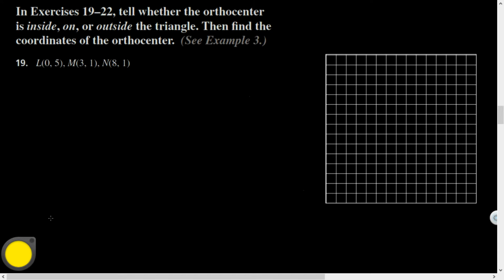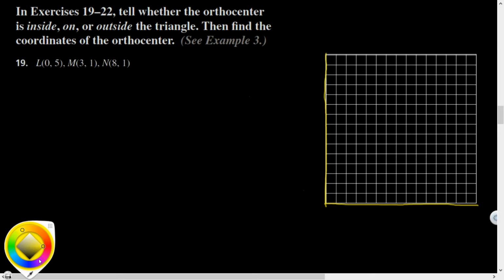So, all right, check this out. All of these points are in the first quadrant. So hopefully my orthocenter is going to be in the first quadrant too. So let's plot some points. L is at (0, 5). There's my L. M is at (3, 1), over 3, up 1. There's M. And over at (8, 1) is N.